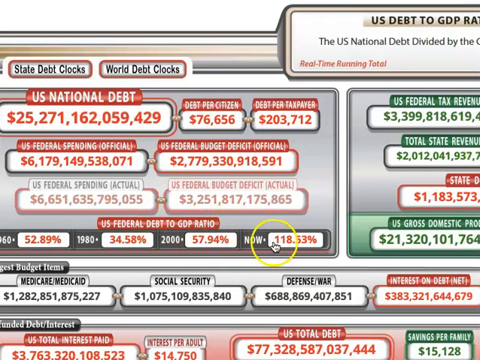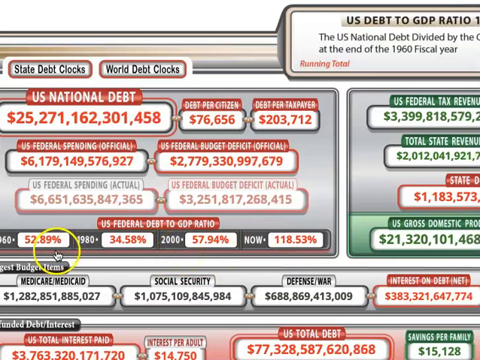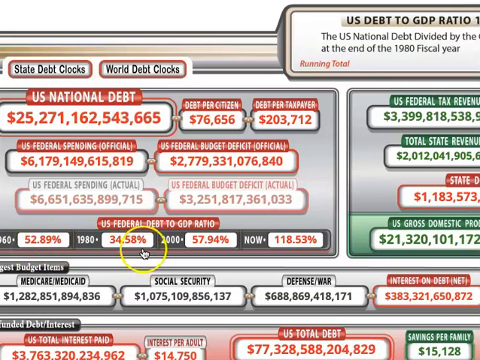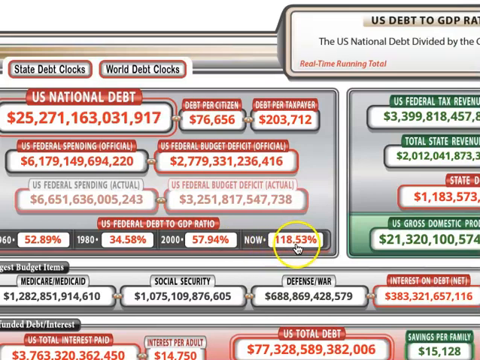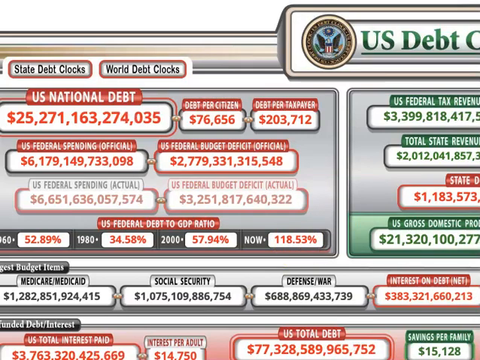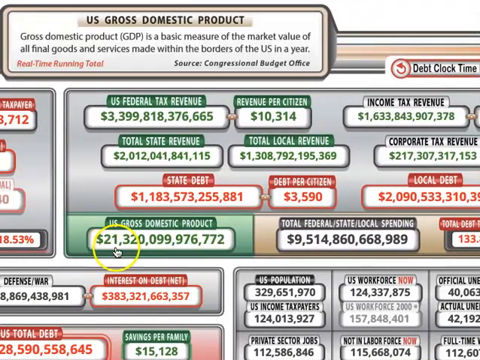So the last number I want to point out here is that the U.S. federal debt to GDP ratio in year 1960, it was 52% of the GDP. In 1980, it was much better, 34% of the GDP. In year 2000, it was 58% of the GDP. But now it's 118 percent of the GDP. So it's larger than the GDP. Now you would ask, what is the U.S. GDP at the moment? U.S. GDP right now is $21 trillion. So the debt is $25 trillion. So it makes sense, 118%.